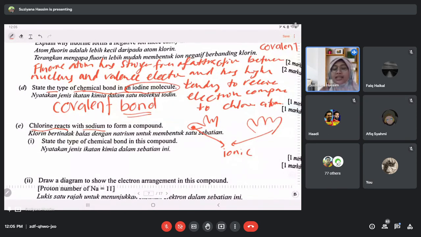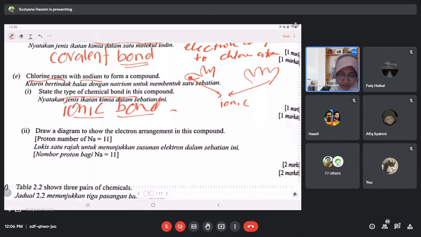Kan sebab teacher guna dengan my student. So you all kena, kalau rasa nak mudah, kadang stress. Macam mana ni ionic ke covalent? Kadang terlupa sebab menghafal. Kalau boleh don't hafal. Faham konsep, InsyaAllah. So state the type of chemical bond. The answer is ionic bond. Ionic bond. Okay, next.